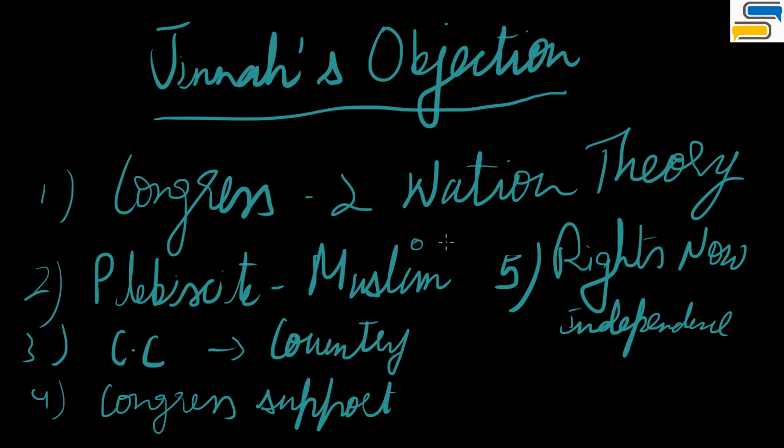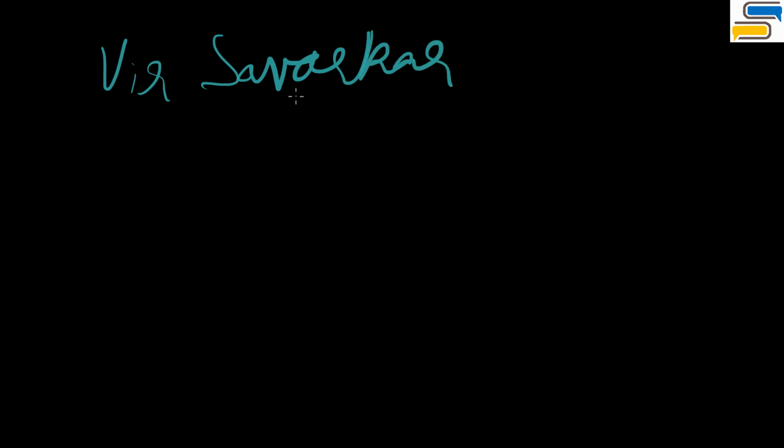But it was not just Jinnah who objected to it. There were so many other people who rejected the idea of CR. For example, Veer Savarkar did not like the idea of the partition of the country at any cost. So he opposed the idea of the partition. He was not ready at any cost to accept the division of the country.